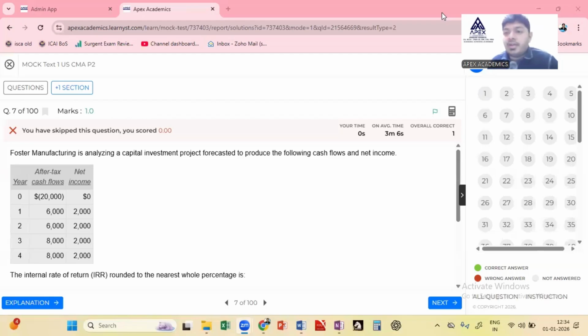Alright, so we're continuing with our mock test. We are looking at question number 7. Question number 7 is a very important question. Why? Because it talks about internal rate of return. Now, what is internal rate of return?